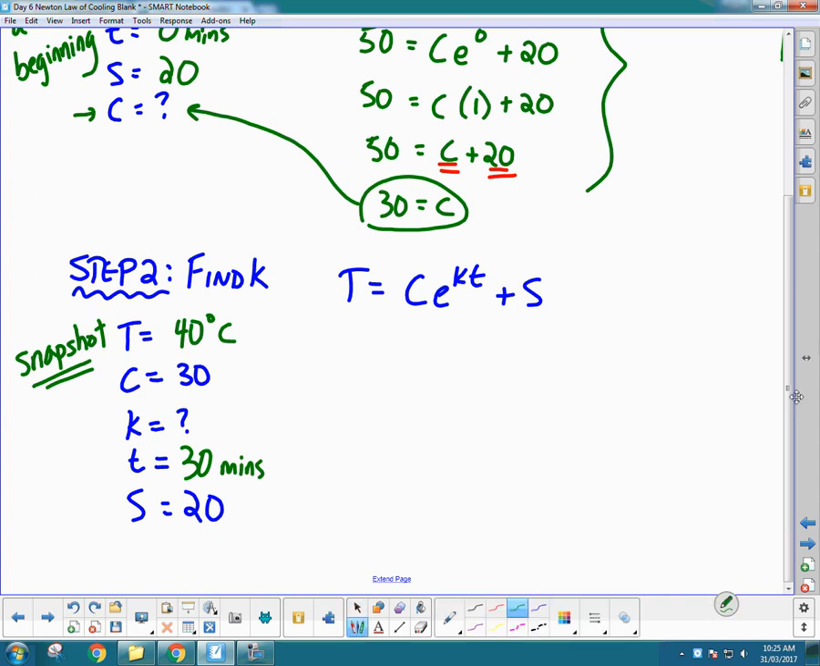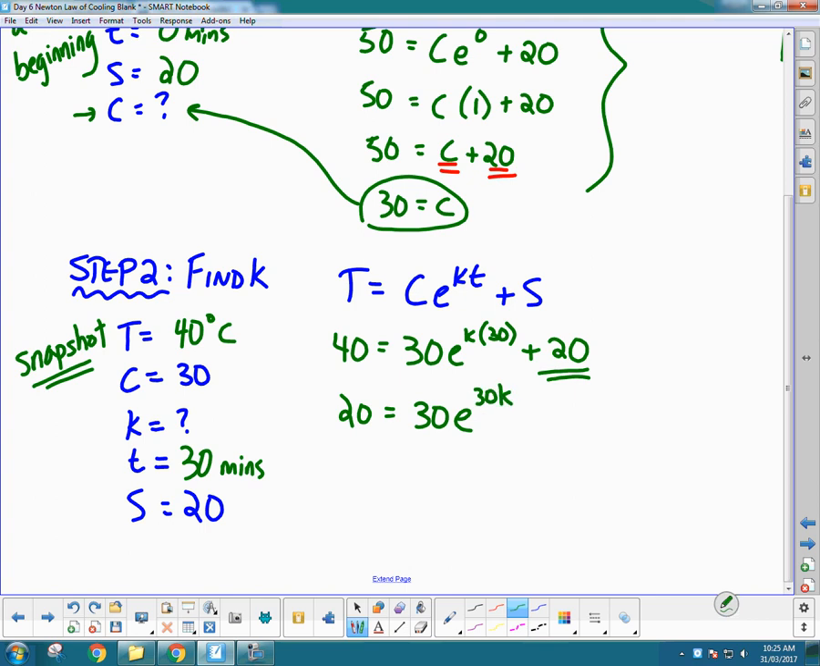So now we can go off and plug it into the formula. 40 equals 30 e to the kt. So in this case, it is k times 30 minutes plus a surrounding of 20. And we're going to solve for k exactly how we did before, except we have this one extra step. We've got that 20 we got to get rid of, so I'm going to subtract 20 from both sides. So 40 minus 20 is 20. And this is 30k.